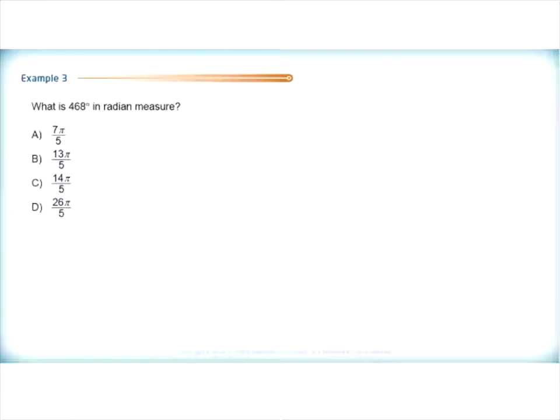What is 468 degrees in radian measure? This one now we have to change from degrees to radians. 468 from degrees to radians. We multiply by pi over 180. 468 pi over 180. All we need to do is reduce this.